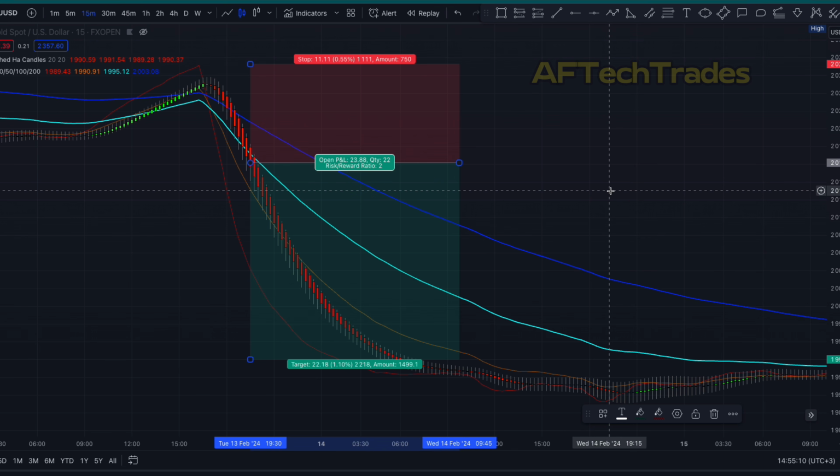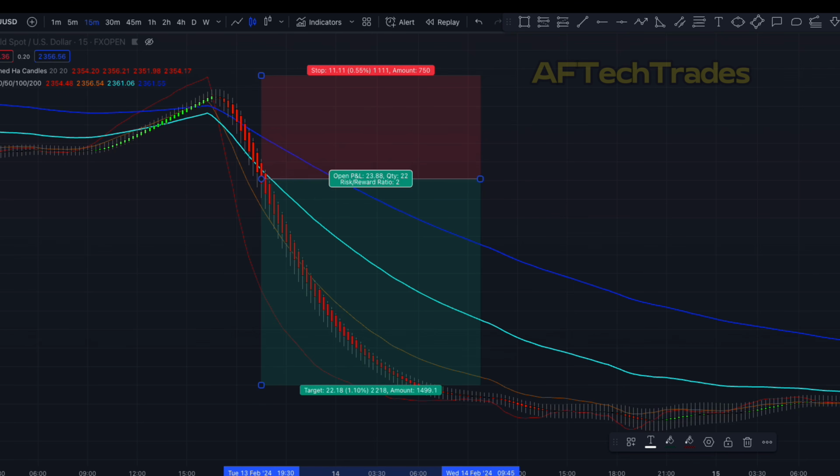You can backtest this on your demo account. Please try to backtest any strategy you learn from me on your demo account before using it on your live account. I always advise you to always backtest this strategy on your demo account before you start using it on your live account.